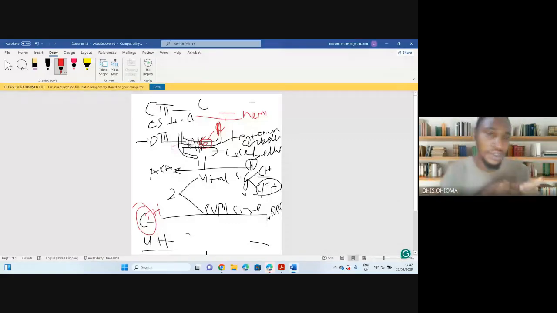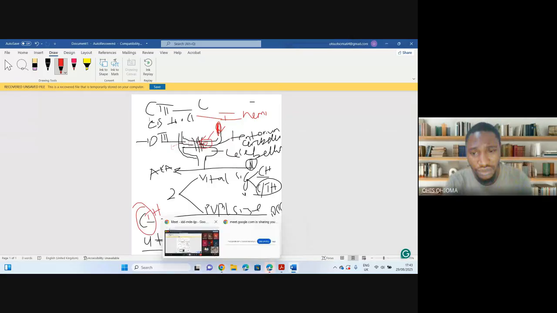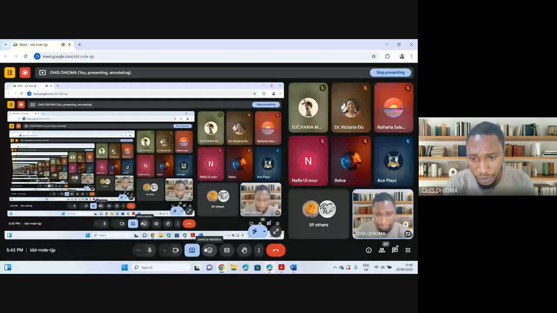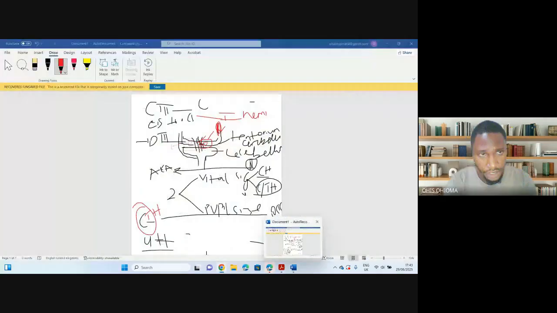So instead of having ipsilateral cranial nerve 3 palsy, what you now have is a contralateral cranial nerve 3 palsy, and then you have an ipsilateral corticospinal tract involvement, which will lead to ipsilateral hemiparesis. I don't know if this makes sense, guys. Does it make sense to you at all? Yes. Okay. So that's basically what you need to know about herniation.